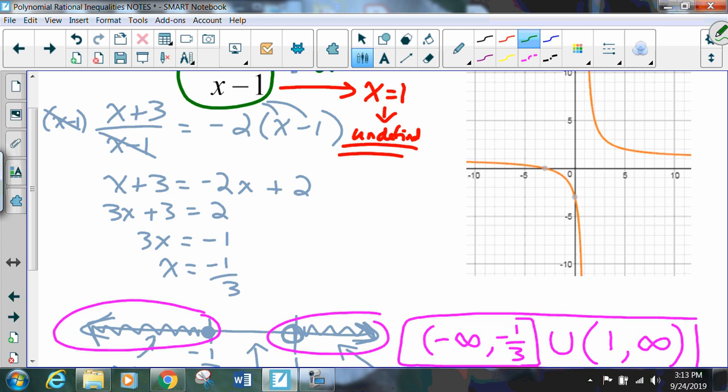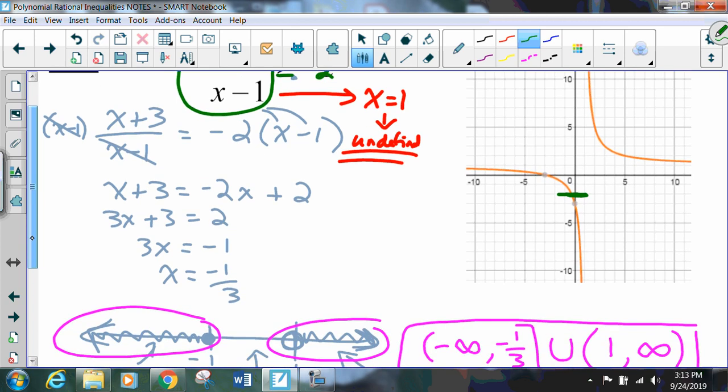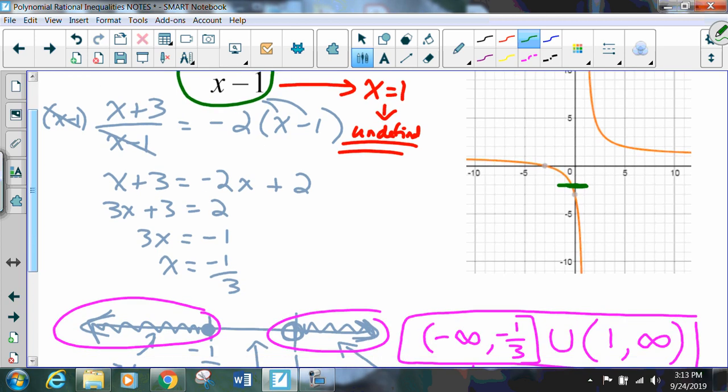All right, so -2 looks like right here. We're looking for when the graph is this height or below, right? Oh, no, this height or above. So we're looking for any time the graph is this height or above. So when does that happen? It says from -infinity to -1/3.